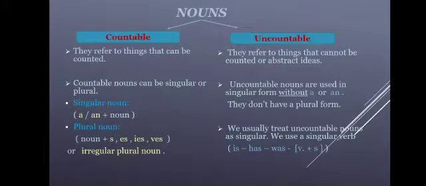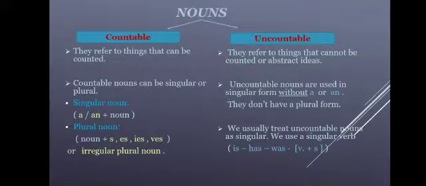For uncountable nouns, they refer to things that cannot be counted or abstract ideas, or things that can't be touched. For example, love, happiness, sadness. Those nouns cannot be touched. So, also they cannot be counted.